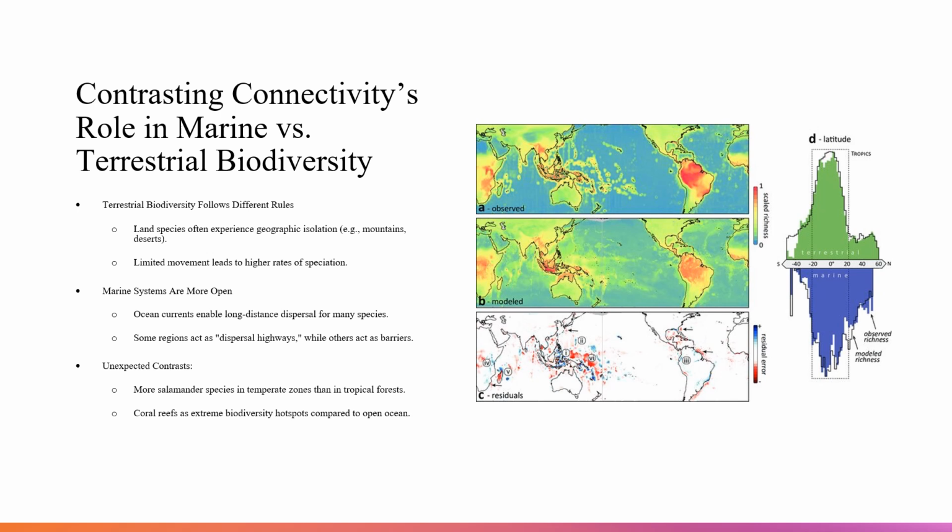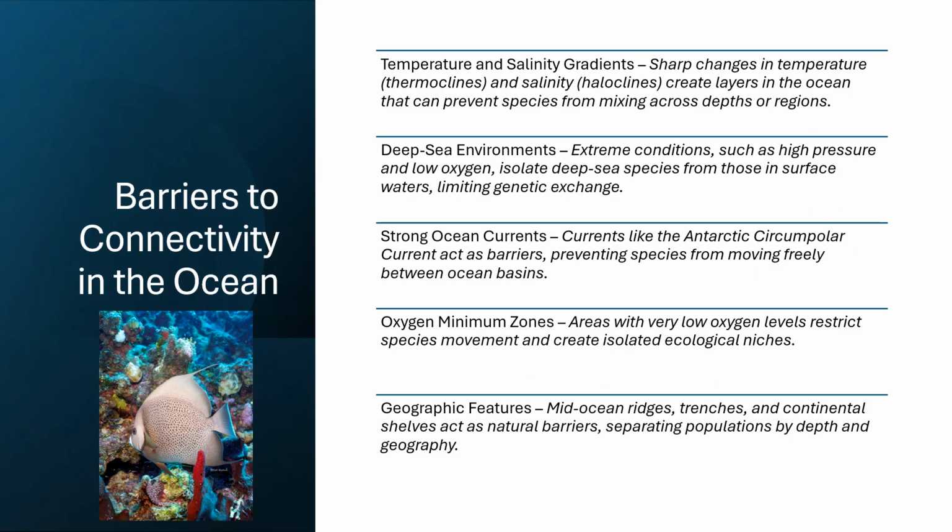Thus, even though the oceans cover 70% of the Earth's surface, there are actually more species on land than in the ocean. This is because land habitats are more fragmented, leading to faster speciation. In contrast, the ocean's vast interconnectedness allows species to mix freely, maintaining genetic diversity but reducing opportunities for isolated populations to evolve into entirely new species. Although the ocean appears vast and open, certain barriers still limit connectivity and influence biodiversity patterns. These barriers can be physical, chemical, or biological.